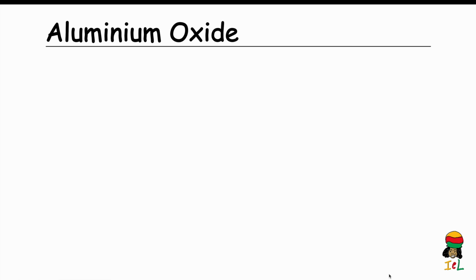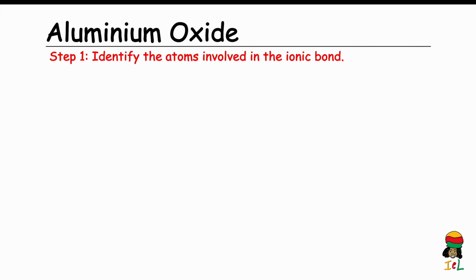We are now at the final illustration for ionic bonding in this lesson. We will be looking at aluminium oxide. The first step, as usual, is to identify the atoms involved in the ionic bond. We know the name of the ionic compound starts with the name of the metal, so we know our metal is aluminium, and oxide would come from the element oxygen. So our next atom is oxygen.